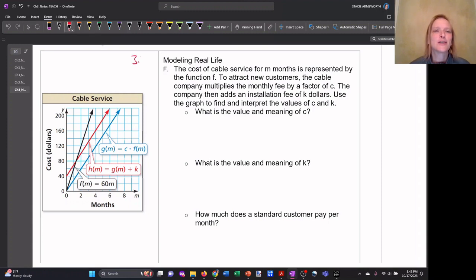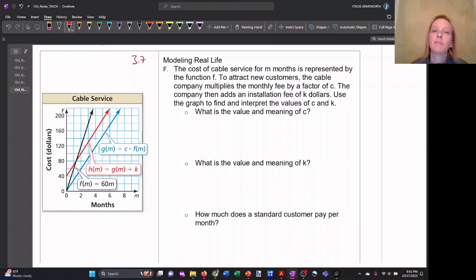Hi, folks. For section 3.7, which was all about linear transformations, I forgot to do a real world example for you, so I'm adding this on now. For modeling a real life situation, why you might have an original graph that needs to be transformed.